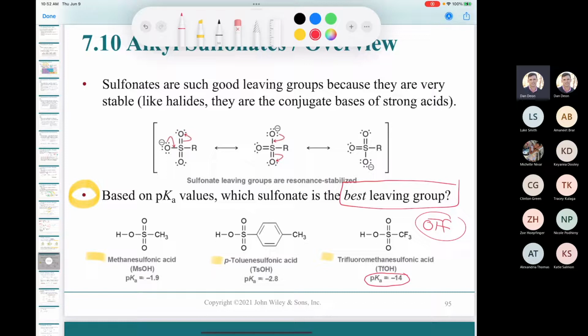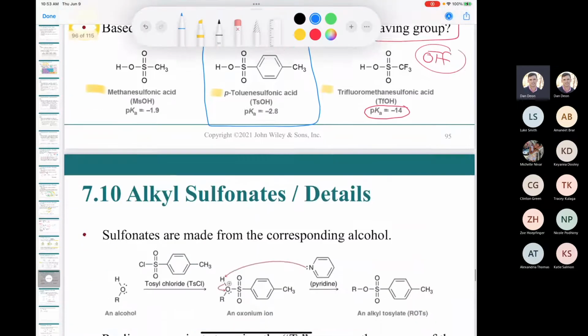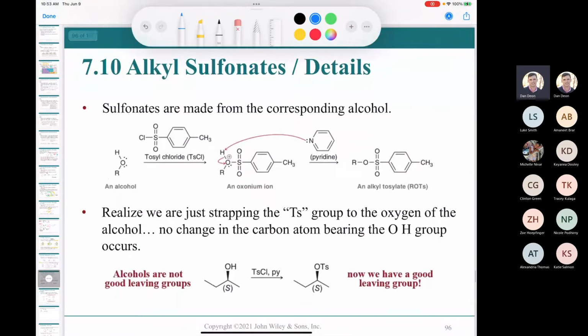Now, even though the OTf is the weakest of all the bases, and therefore the best leaving group, the one that we're going to use the most is the tosylate. The reason why is that tosyl chloride, which is used to make the tosylate, is a solid at room temperature, so it's a lot easier to work with than the triflate.